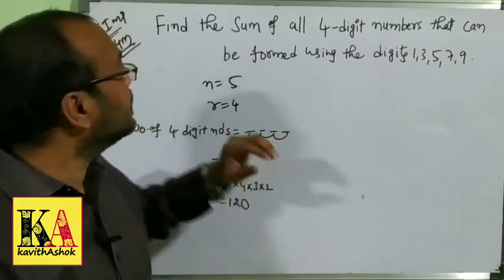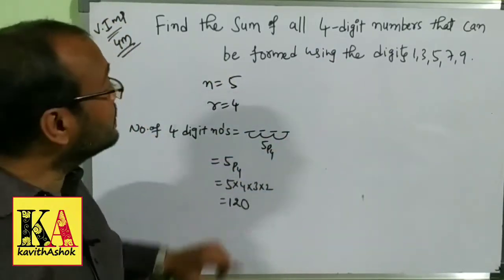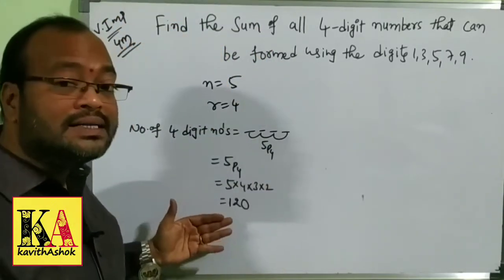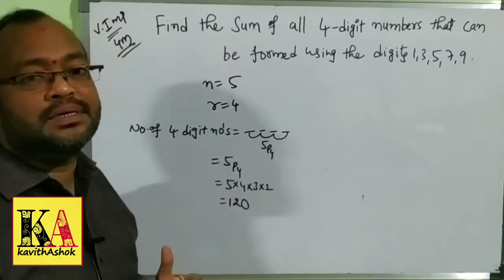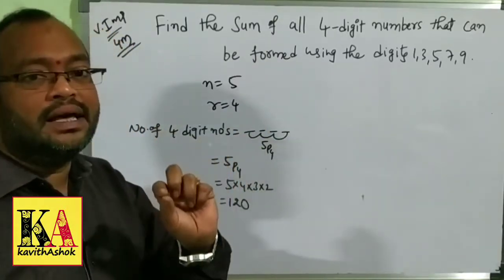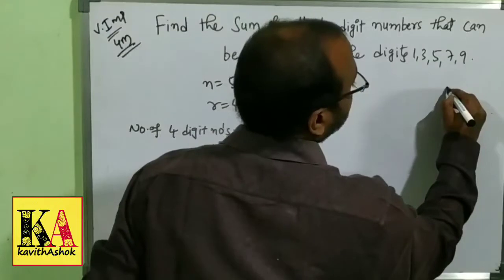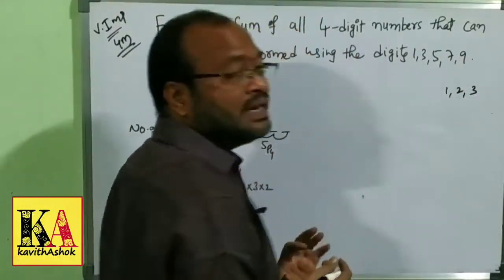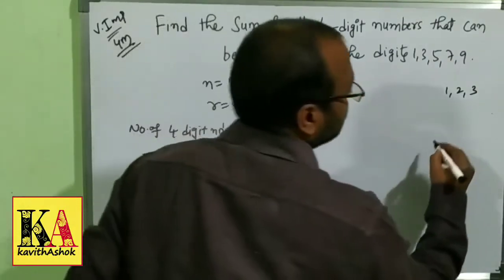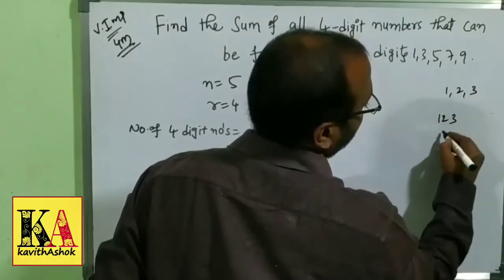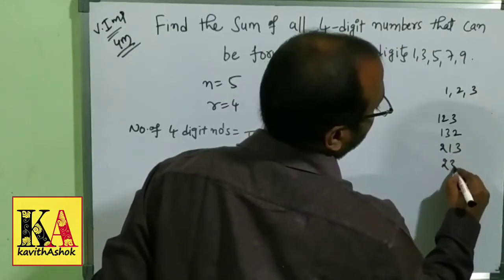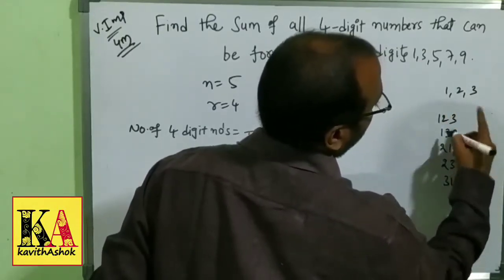The question here is, if we write all 120 numbers, find the sum of all 4-digit numbers. So we want the sum of 120 4-digit numbers. That is our question. Before going to calculate the summation, I will take one example. Suppose 1, 2, 3, 3 numbers are there. By using these 3 numbers, we want to construct 3-digit numbers. So what are the numbers? First we get 123, next 132, next 213, next 231, next 312 and 321.